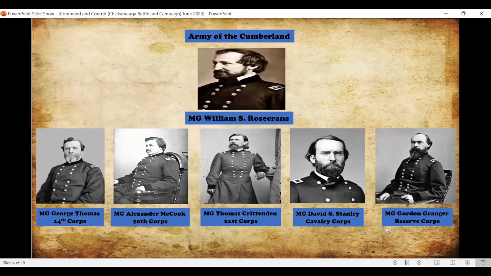Okay, we have the Army of the Cumberland, General William Rosecrans, Old Rosie as he was called, an 1842 graduate of West Point, a devout Roman Catholic, and a war Democrat. And you see below there his 5 corps commanders.